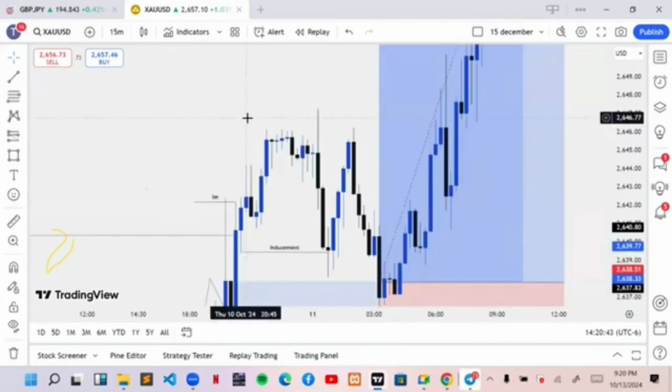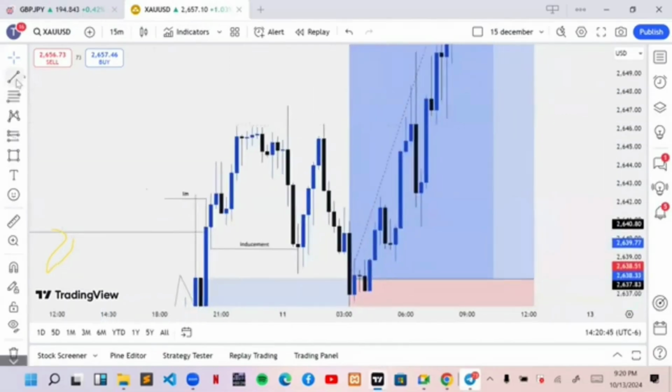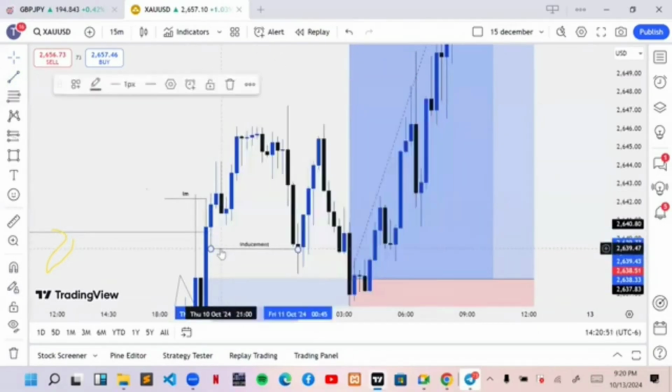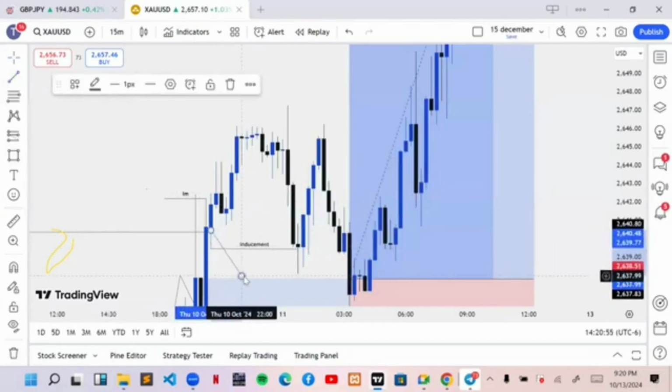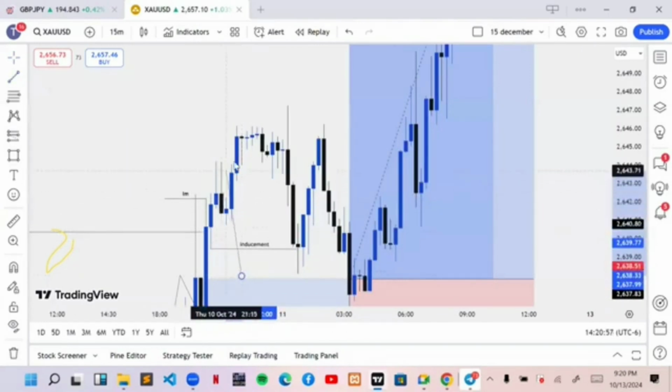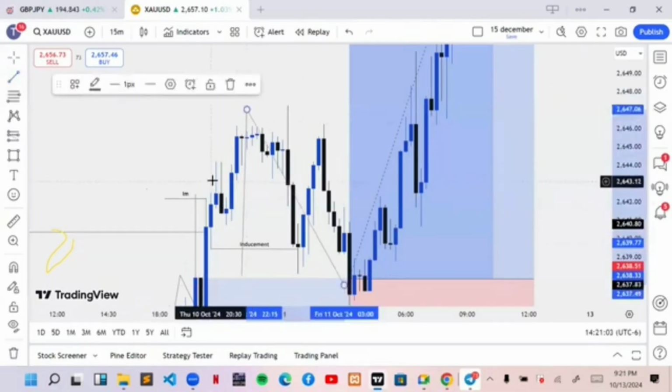So it's valid. What I mean by it not being valid is if this was the last move and this was the wick, and they do something like this and just continue going down from here, that one is not valid. But this pushed the market way above this particular level before eventually coming down to trigger the point of interest. So it's valid.